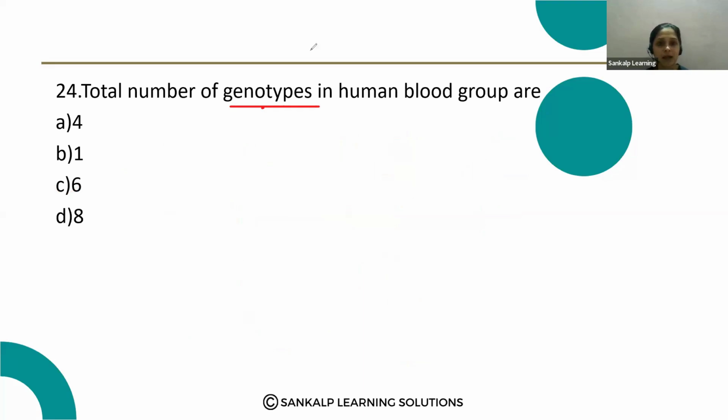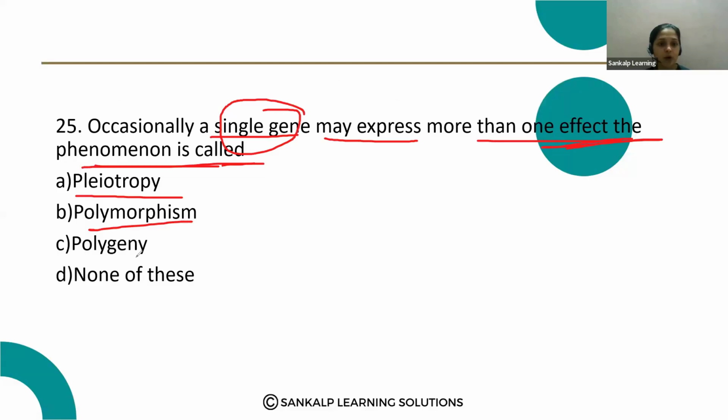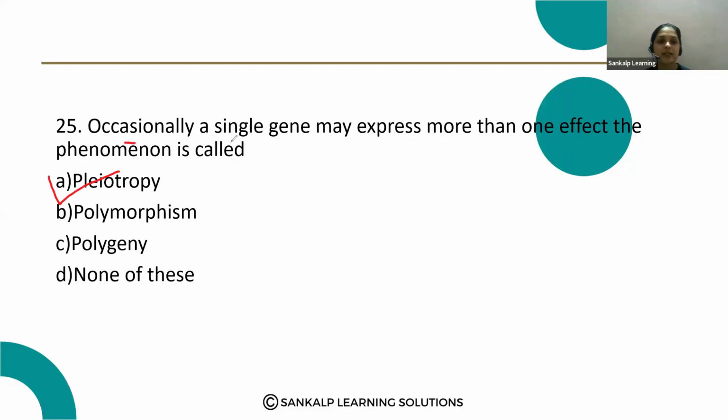Okay. Next question. Occasionally, a single gene may express more than one effect. That phenomenon is called: pleiotropy, polymorphism, polygyny, none of these. Here the correct answer is pleiotropy. Occasionally, a single gene may express more than one effect, and that is called pleiotropy.